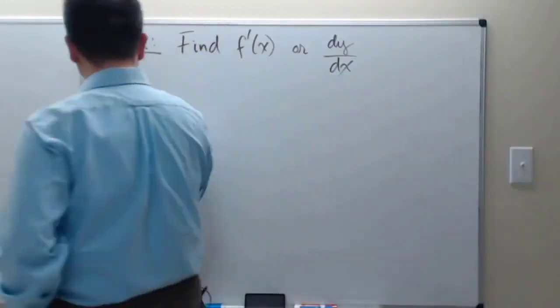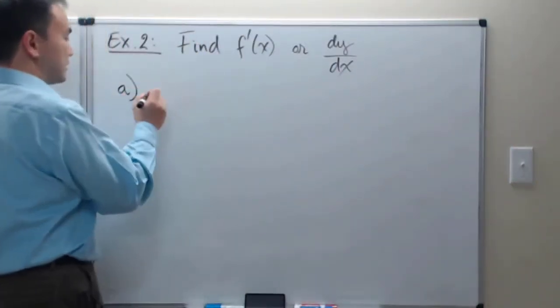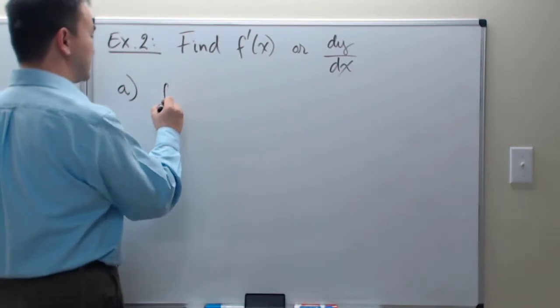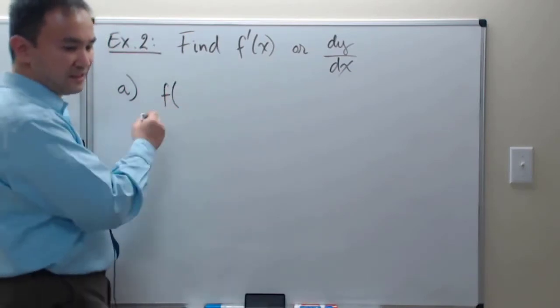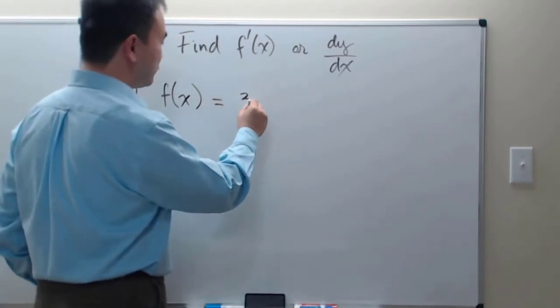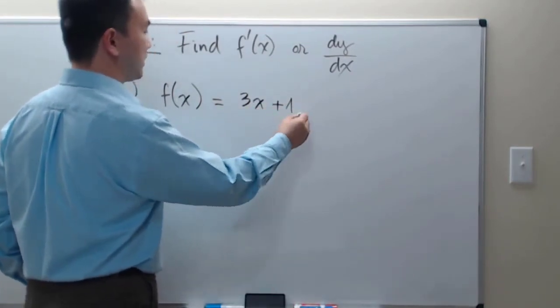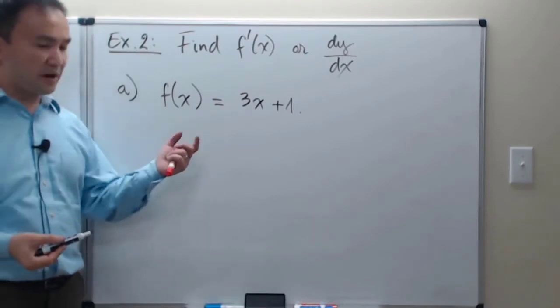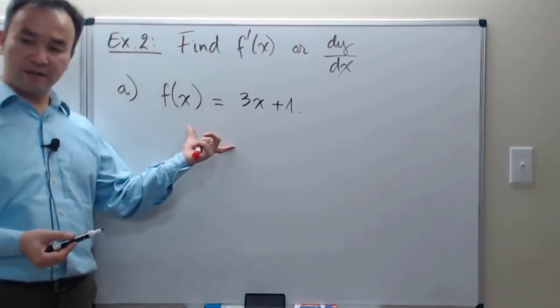So part A. How about our function f of x is the simple function 3x plus 1. So this function on its own is a linear function.